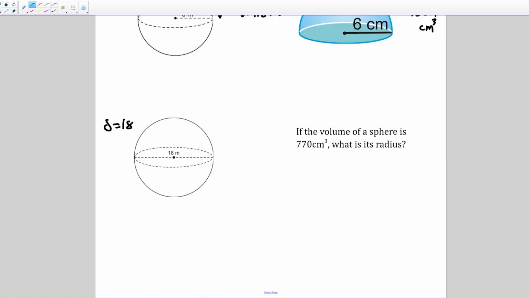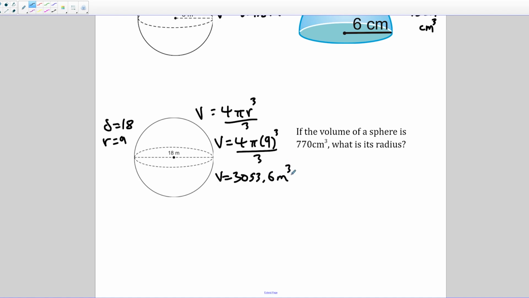Down here, we need to take note that our diameter is 18. So we need to divide that by 2 to give us a radius of 9. So volume is equal to 4 pi r cubed over 3. I just have to give you a reminder that it's cubed, not squared. Once again, another very common mistake that I see students making is they put a squared here. So we get 4 pi times 9 cubed over 3. And we get, sorry, not 305, we get 3,053.6 meters cubed.